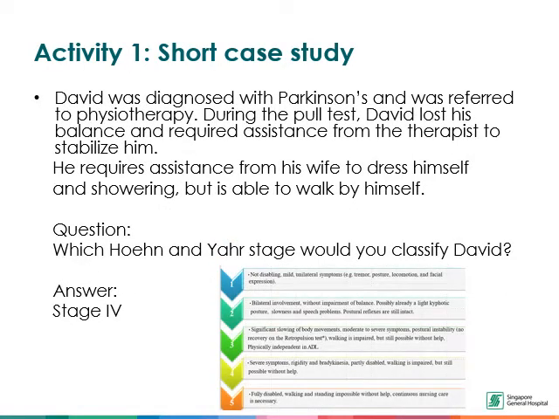Because David requires assistance from the therapist to stabilize himself during the pull test, his Hoehn and Yahr stage would be from stage 3 onwards, 3, 4, or 5. However, because David requires assistance from his wife for his activities of daily living, but is still able to walk independently by himself, his stage would be Hoehn and Yahr stage 4.